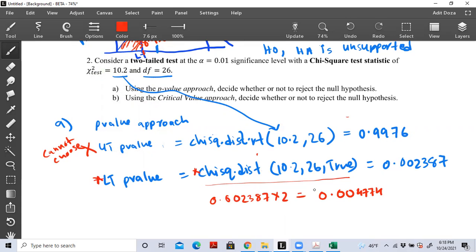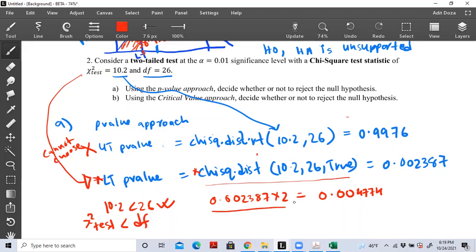So this makes sense. Another way you can find which one to pick is to compare the chi-square test statistic value with the degree of freedom. If your chi-square test statistic value is less than the degree of freedom, it should always go to the lower tail test. Is this condition true? Let's check. Is 10.2 less than 26? Yes, it is. So we should only choose the lower tail p-value. So lower tail p-value times 2 will give us this p-value.